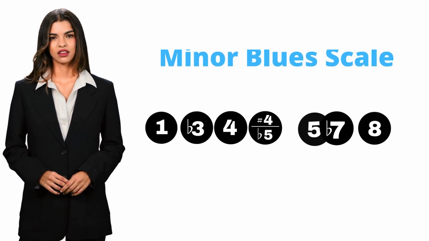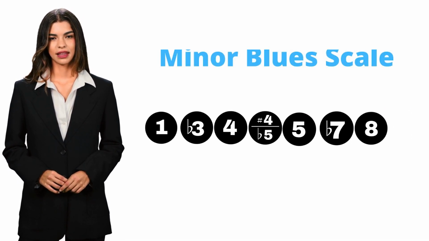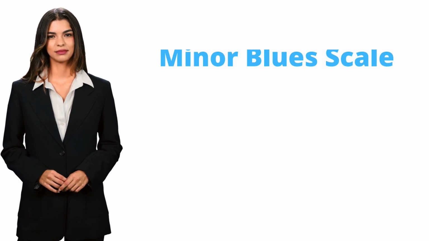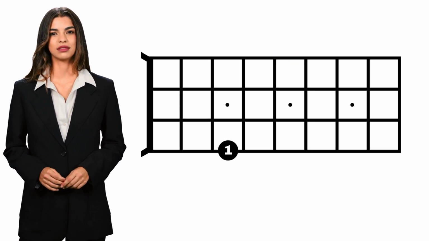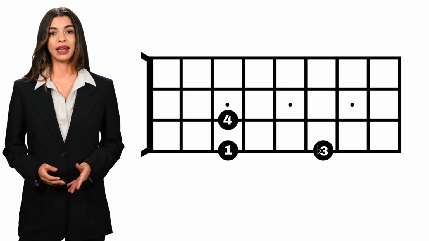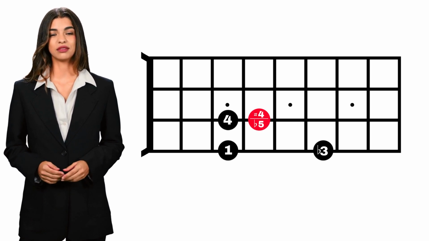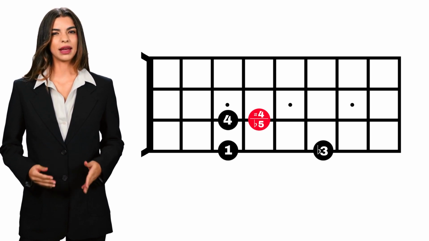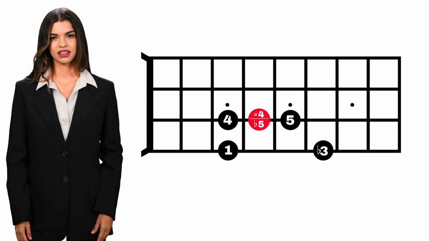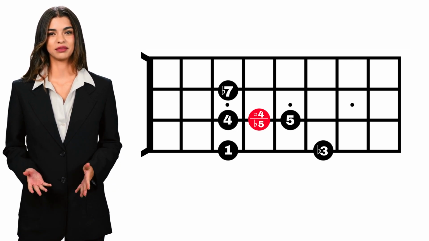Now, let's study the intervallic of the blues scale. The blues scale is formed by the tonic, or a first, a minor third, a perfect fourth, an augmented fourth, or diminished fifth, the blue note, a perfect fifth, and a minor seventh, 1 tone away from the octave. Let's play the minor blues scale one more time.